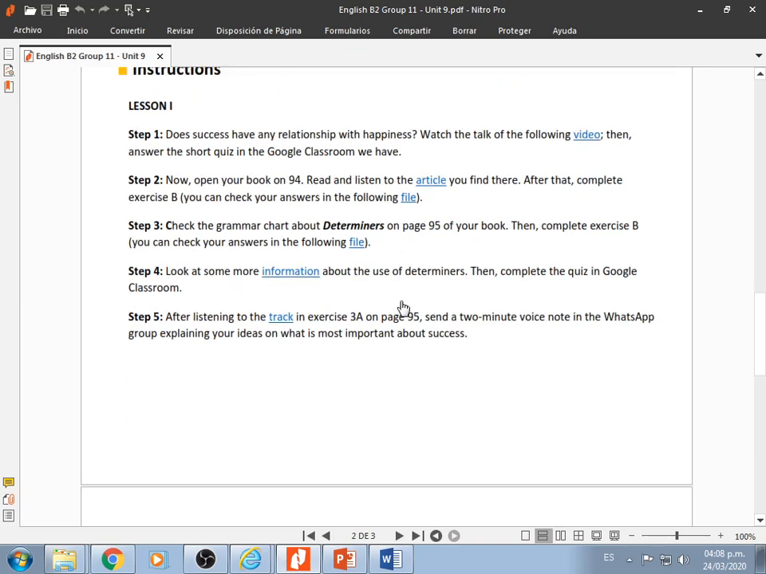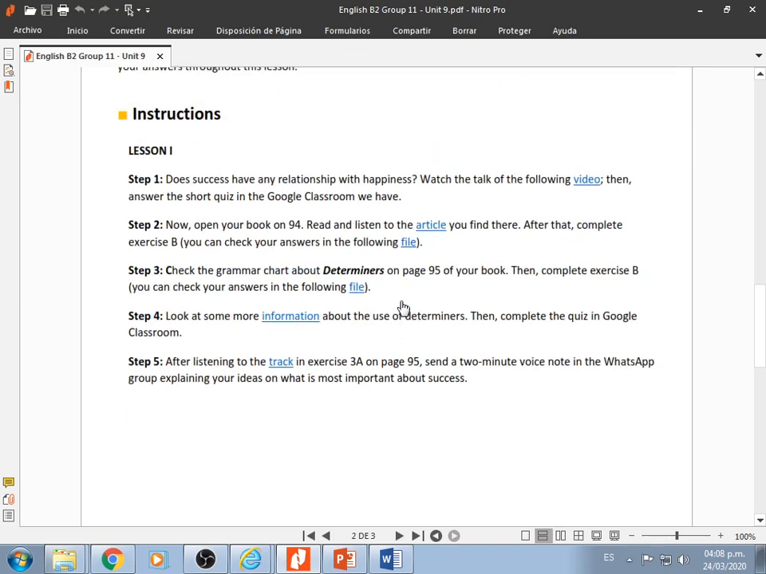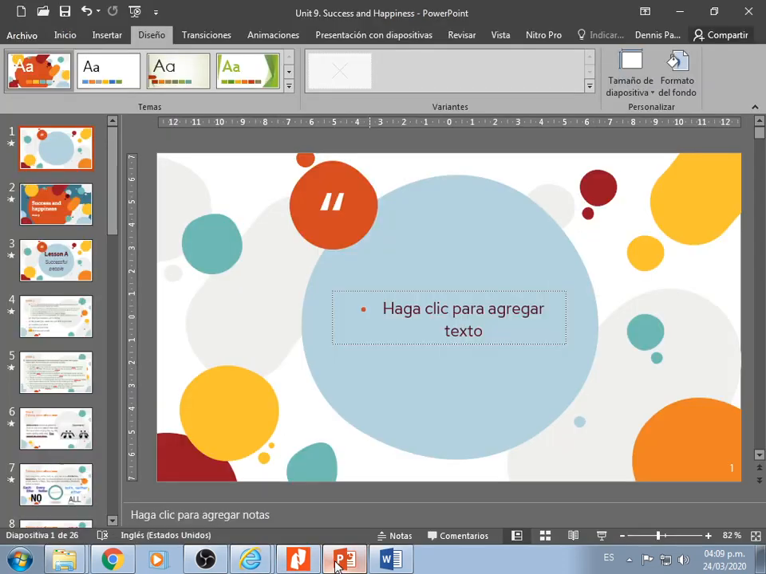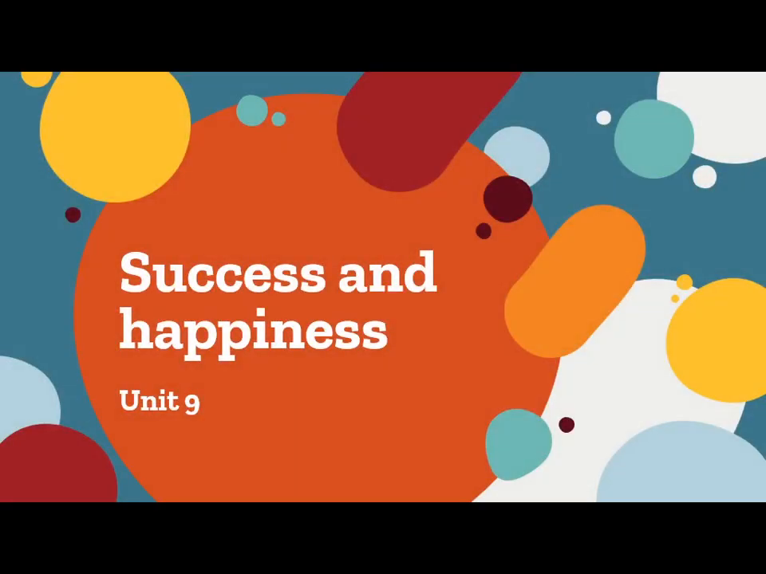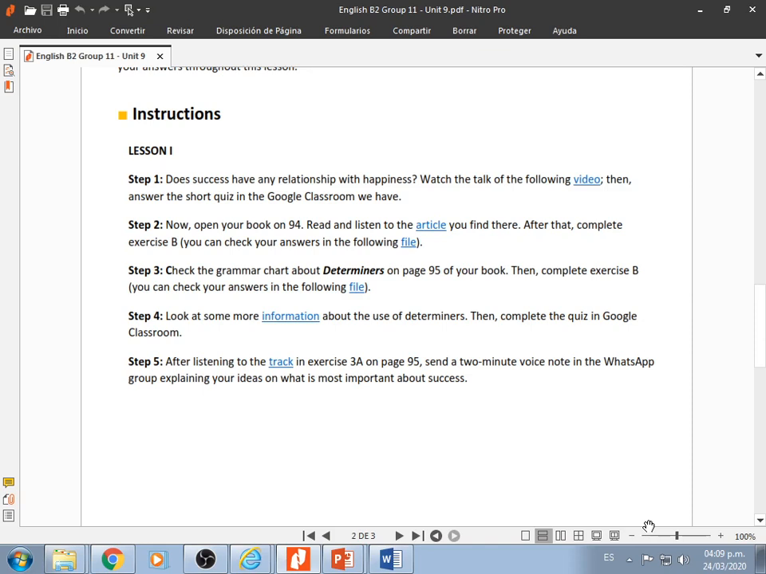So we're going to cover two different lessons. The first lesson was about everything related to what we have in lesson A, and the information is right here. So I told you we were going to start with unit number 9, success and happiness. All the information is posted over there, so maybe we can have a look at it.